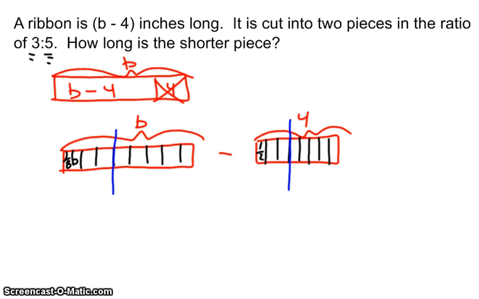It asks me for the shorter piece. The shorter piece has 3 parts, so I have 3 1/8 b's, or 3/8 b. But I'm losing some of the size also, so I have 3 parts of 1/2. That would be 1 and 1/2. Final answer, 3/8 b minus 1 and 1/2.